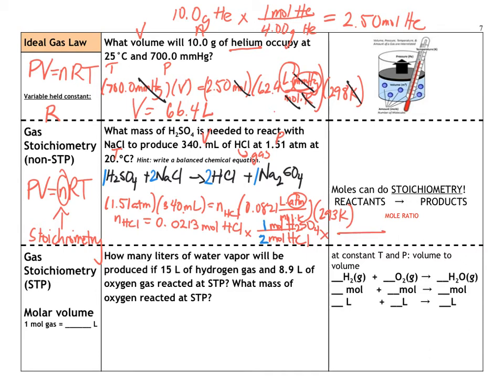And we're not going to stop there. We're actually going to try to figure out the mass of sulfuric acid. So a mole of sulfuric acid has a mass of 98.09 grams of sulfuric acid. And so finishing this up, I get 1.05 grams of sulfuric acid.